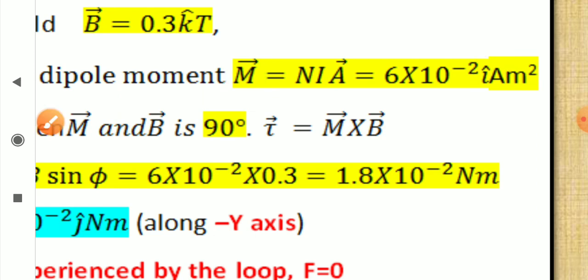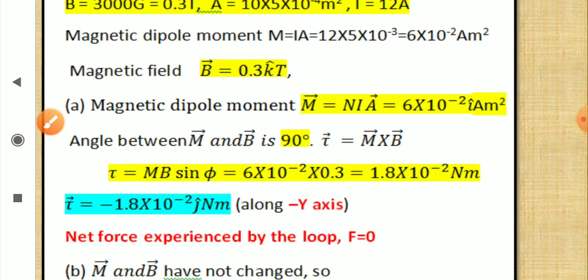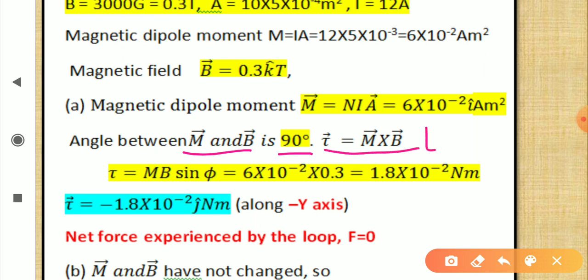Now in this case, the angle between M and B is 90 degrees. So the torque is equal to M cross B. You know this formula, or MB sin phi, and you can put the values. I put the value of M, the value of B, and sin 90 is 1. You get 1.8 into 10 to the power minus 2 Newton meter. This is the magnitude of the torque.